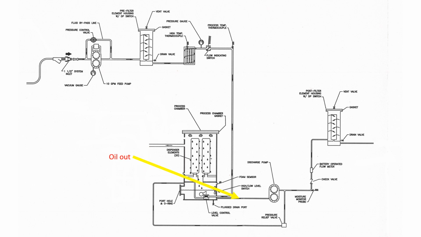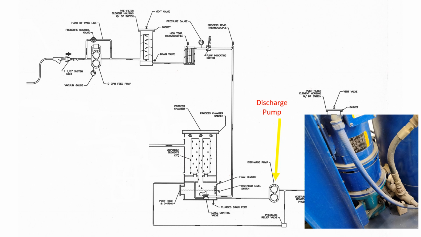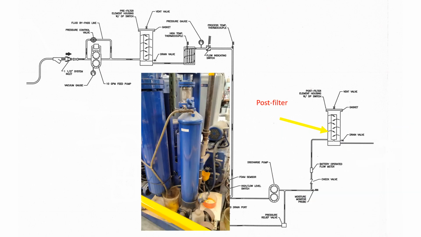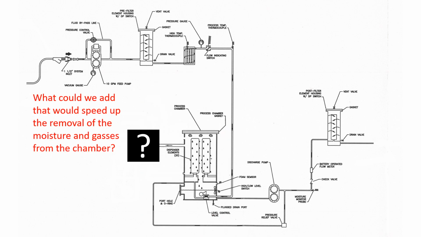As the moisture is removed, the oil then is pumped out of the bottom of the vacuum chamber. This is done by the discharge pump. The oil then goes through the post filter and back into the tank. What could we add that would speed up the removal of the moisture and gases from the chamber?